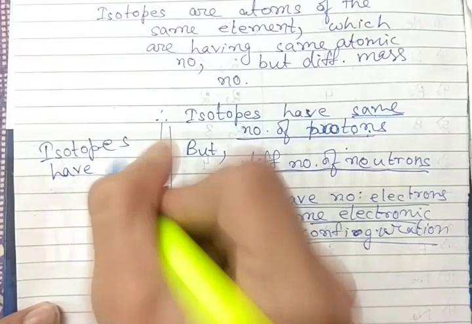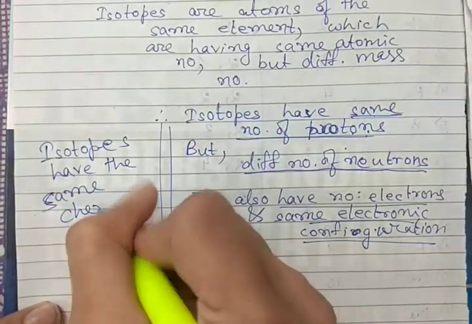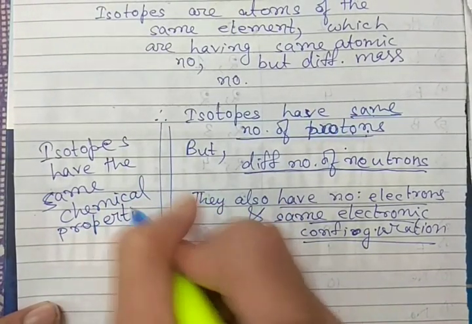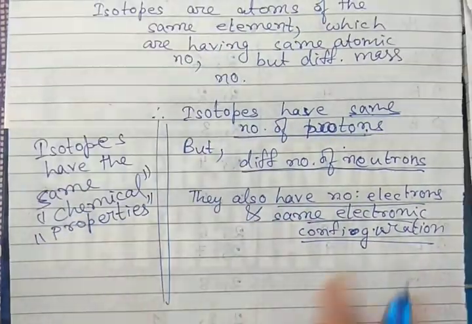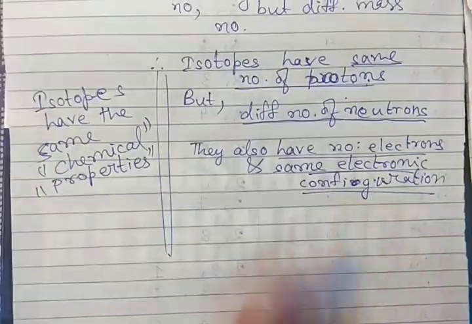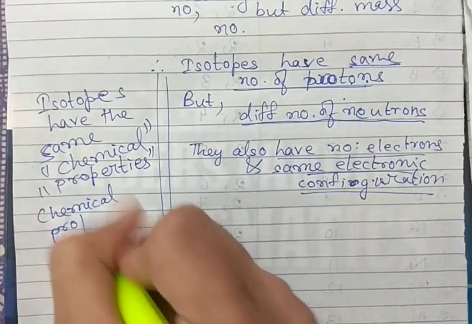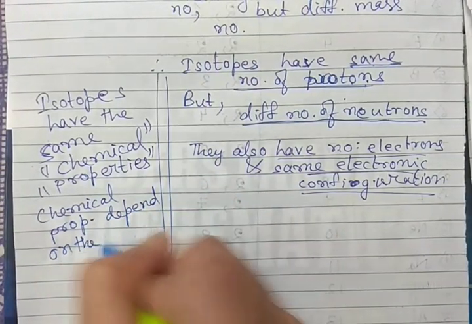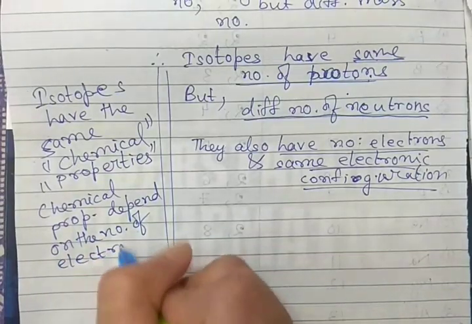So from this we can say isotopes have the same chemical properties. This is very important. Isotopes have the same chemical properties. Why? Because chemical properties depend on the number of electrons.